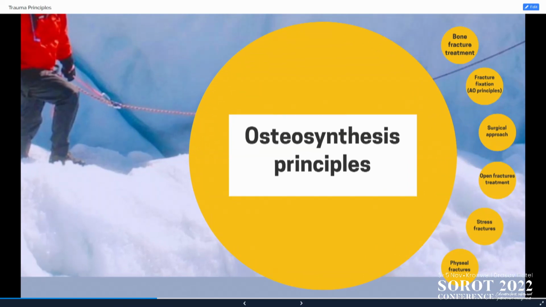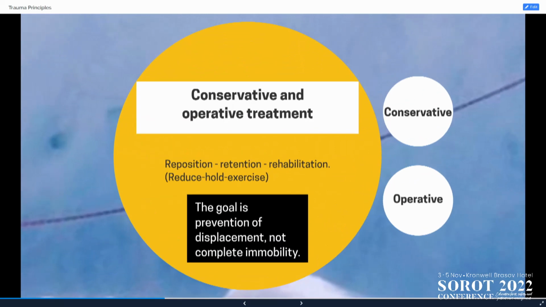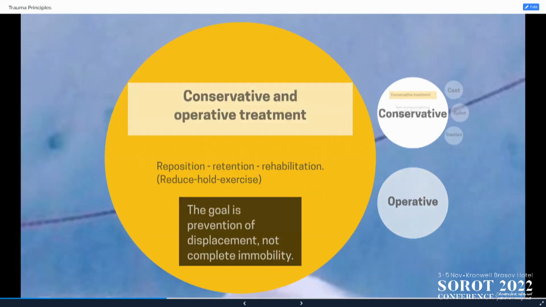Principles of osteosynthesis. There is, of course, conservative and operative treatment. But in all of them, we have to do the reposition of the fragments, retention, and afterwards the rehabilitation. So reduce, hold, exercise. The goal is prevention of displacement, not complete immobility. Once again, we have to have certain micromotion.